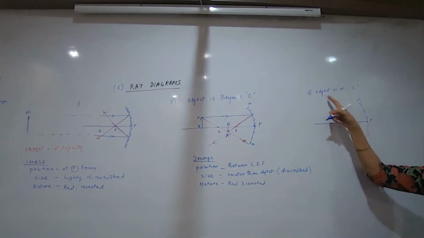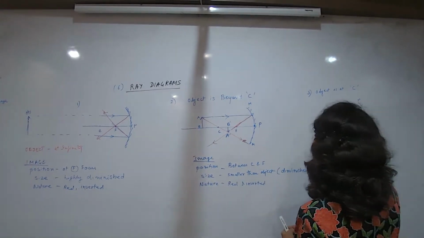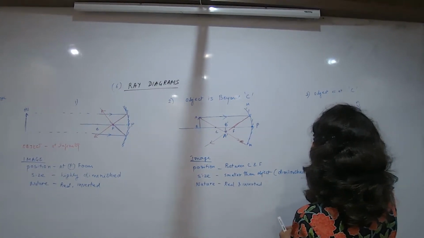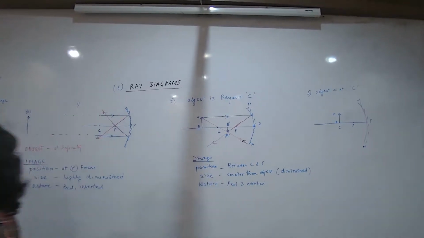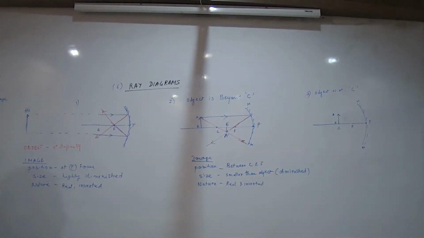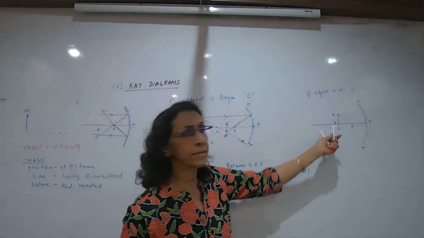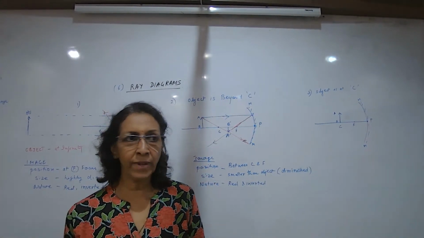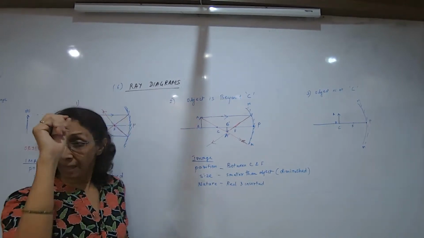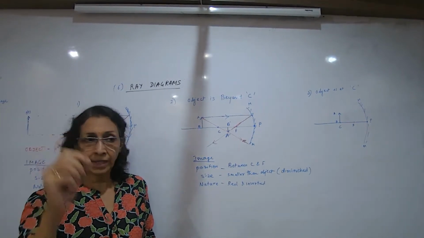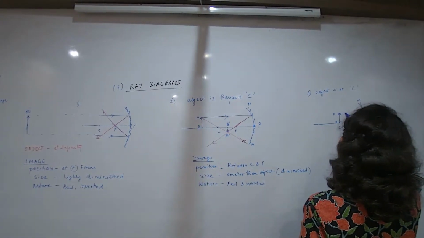So where have we kept our object? At C. So at C, I'm going to draw my object. Tell me, which ray am I going to take? What is the first ray that I'm going to take here? Starting from the tip of the object. How will that ray run? It will go parallel to the principal axis.